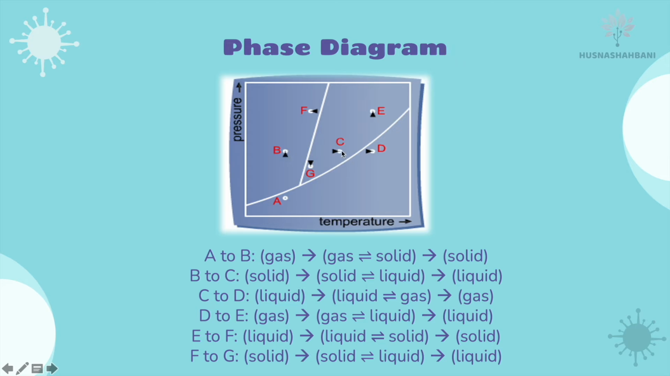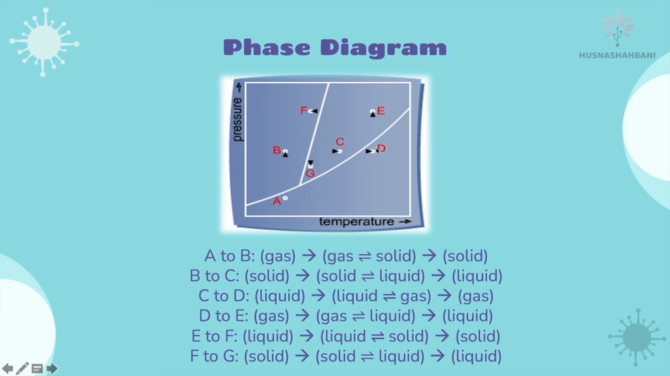From B to C, any point in this region is in solid form, and on the line B to C, it's liquid and solid, a mixture of liquid and solid, and after this line to C it's liquid form. And from C to D, before this line it's liquid form, on the line liquid and gas, and after this line to D it's in gas form.